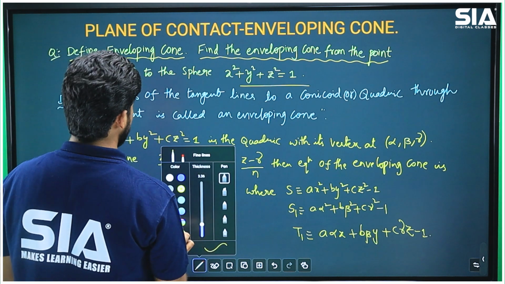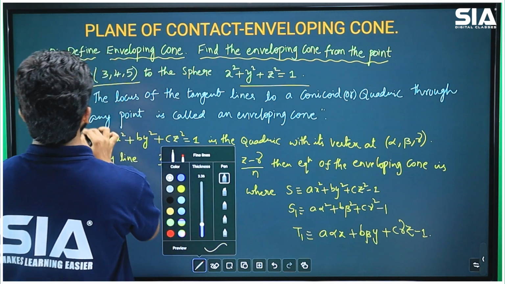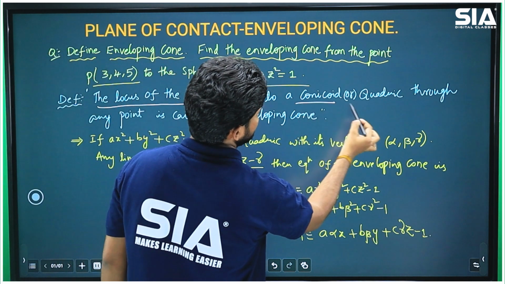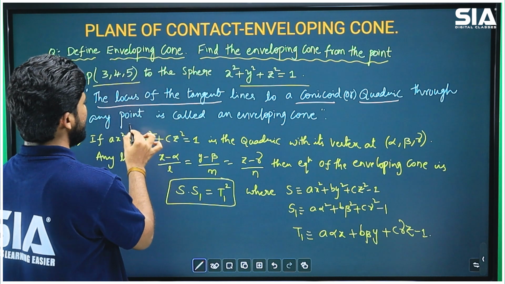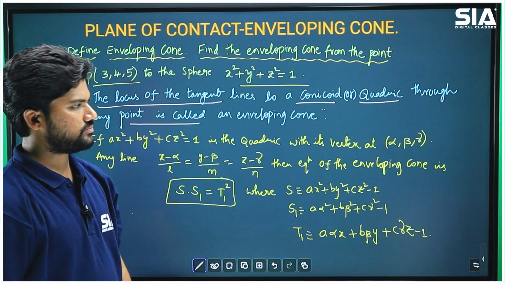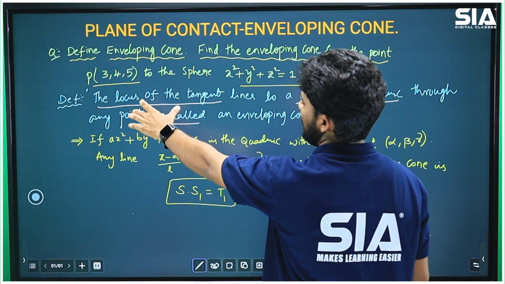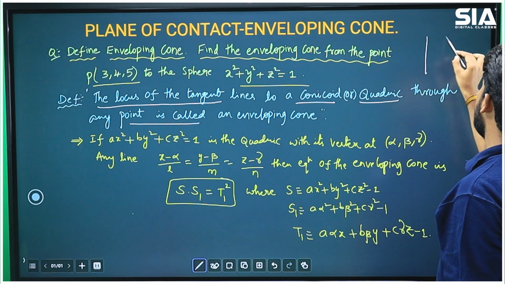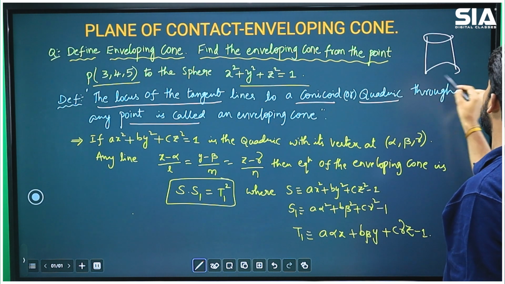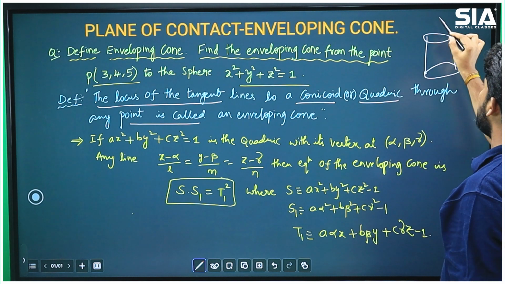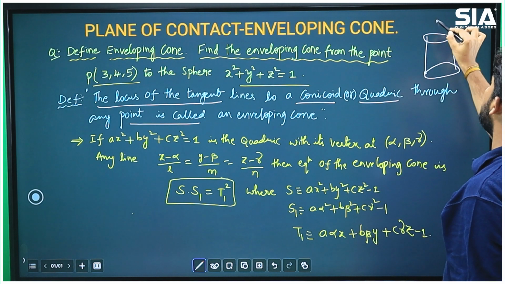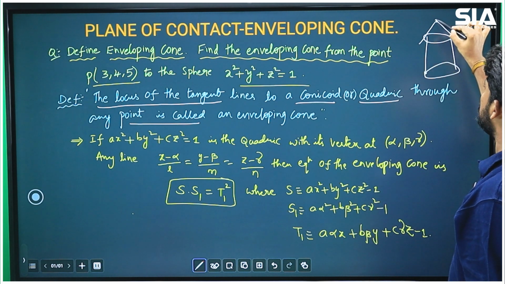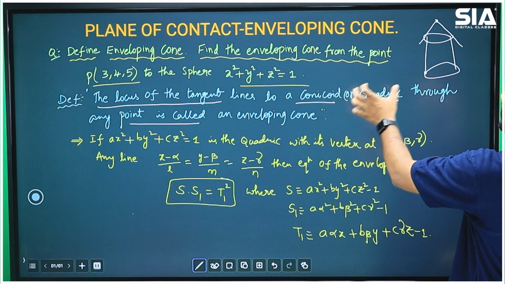Once again, see the definition of the enveloping cone. Very, very important definition. The locus of the tangent lines to a conicoid or a quadric through any point is called the enveloping cone. For example, if you take a conicoid like this, a cylinder shape, the locus of the tangents from this point, if you take tangents like this, the locus of the tangents through any point to a conicoid or quadric.